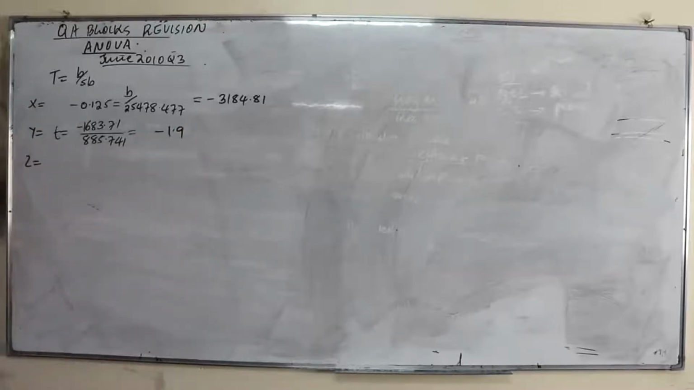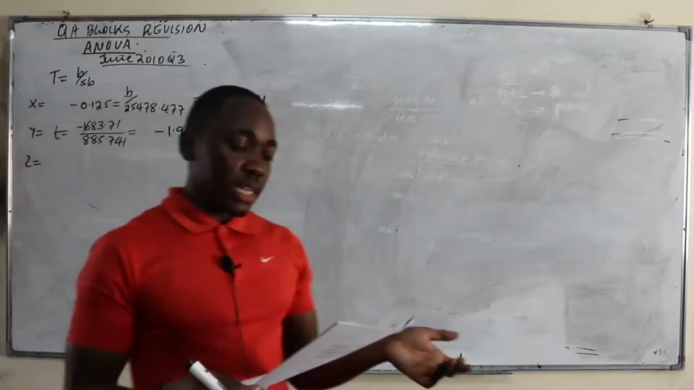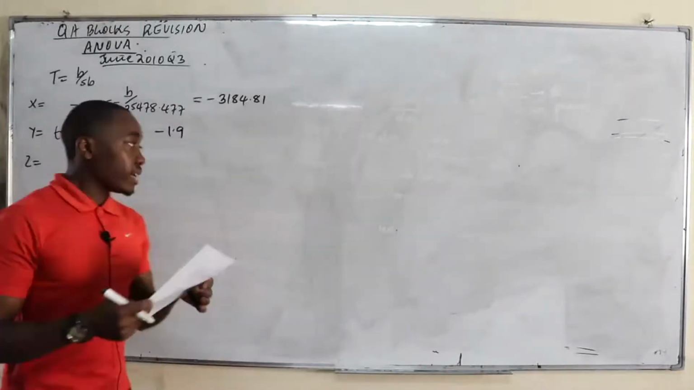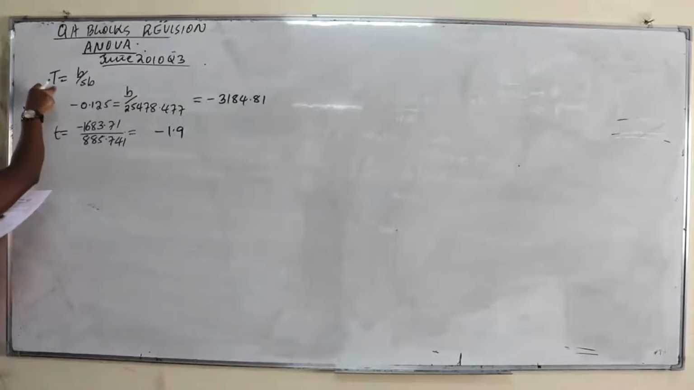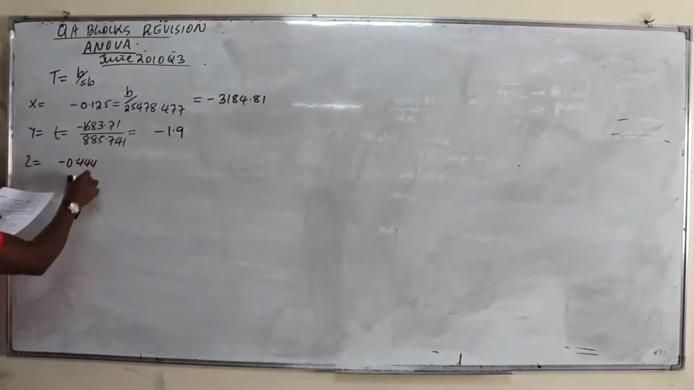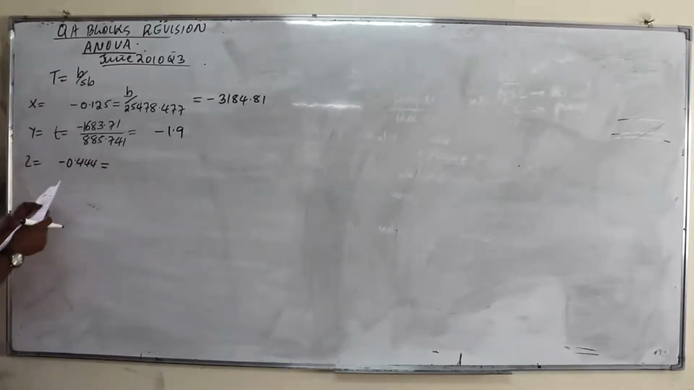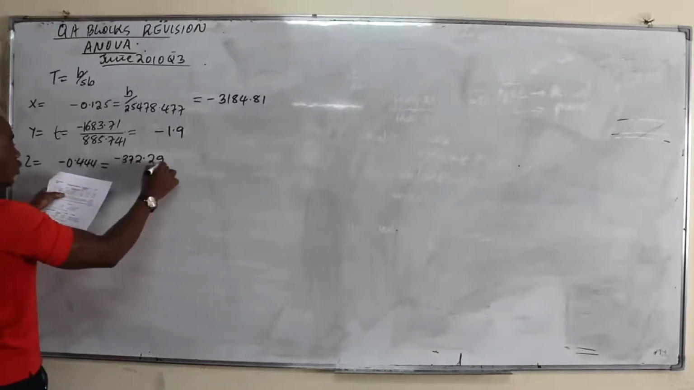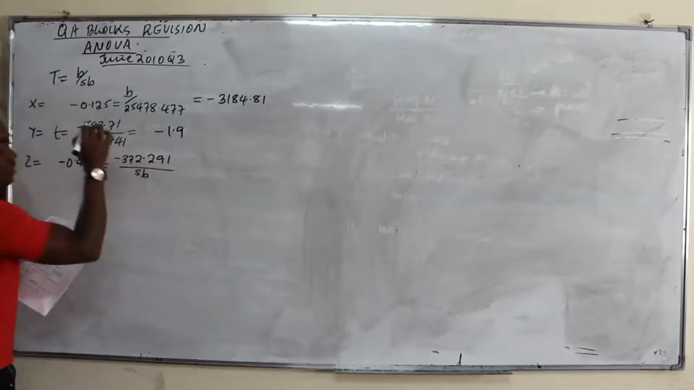1.9. And lastly, we need to get Z. What is Z? The requirement is SB. So that means we must be having T. T is negative 0.44, which is equal to B over SB. B is how much? Negative 372.291. Then you divide by SB, which gives the Z.